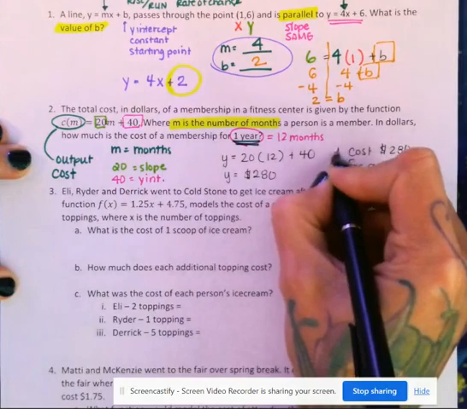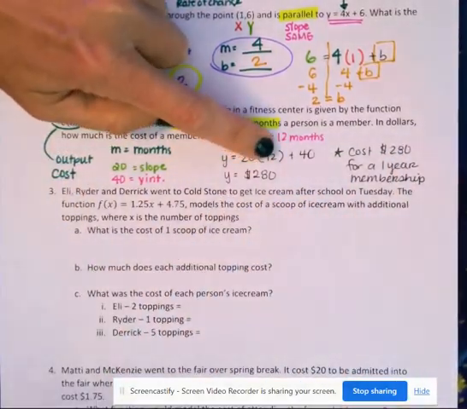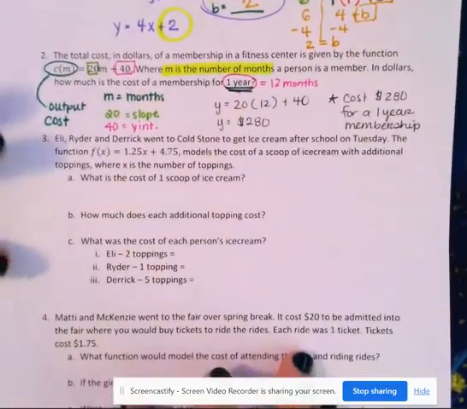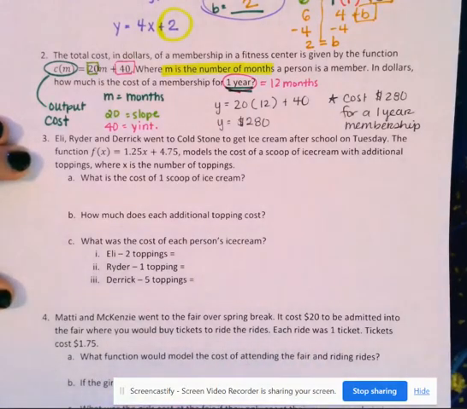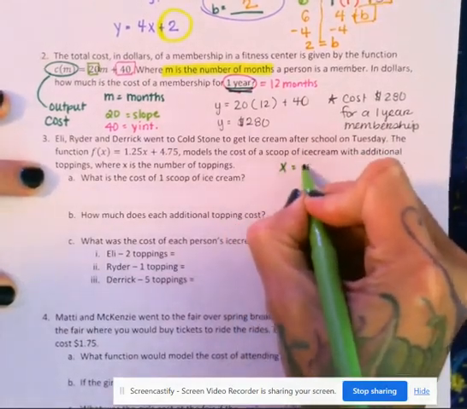The cost is dependent on how long you remain a member, that x value, your input and output. All right, Eli, Ryder, and Derek went to Cold Stone to get ice cream after school on Tuesday. The function f of x equals 1.25x plus 4.75 models the cost of a scoop of ice cream with additional toppings, where x is the number of toppings. So x is our number of toppings.